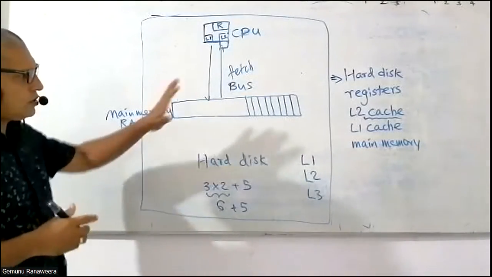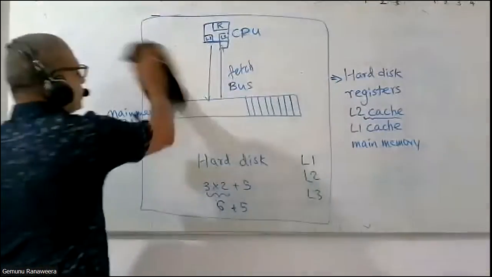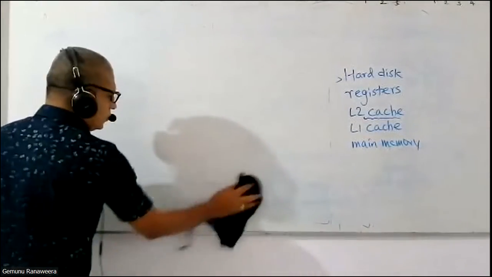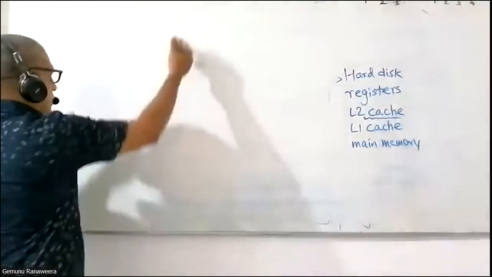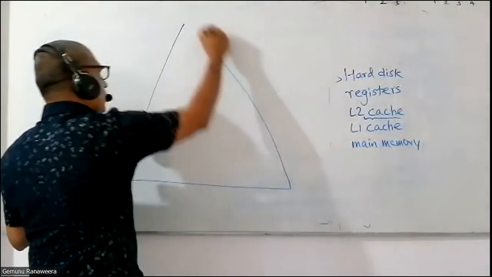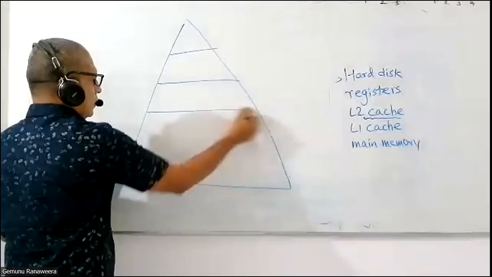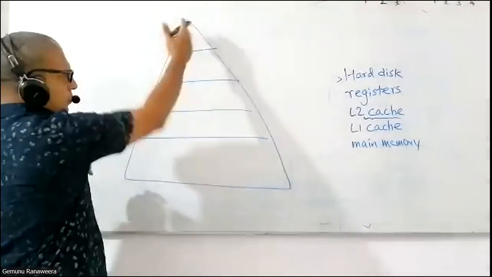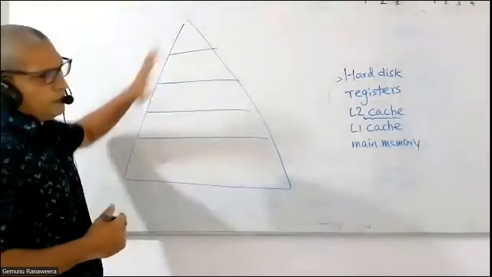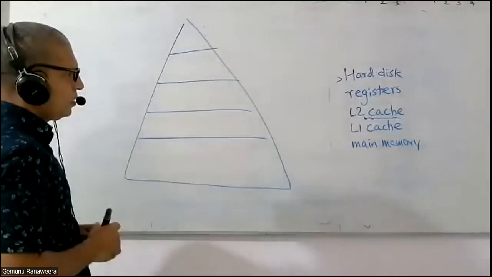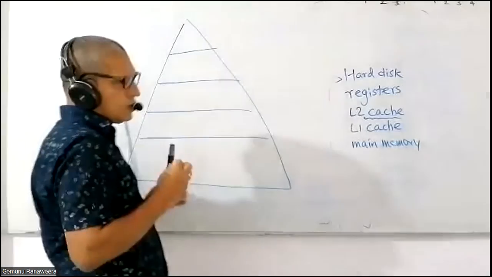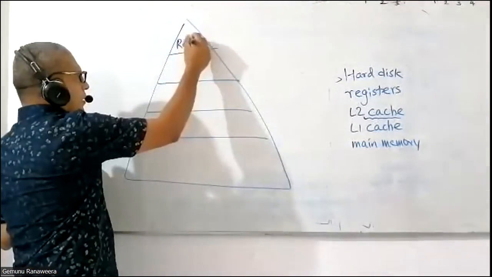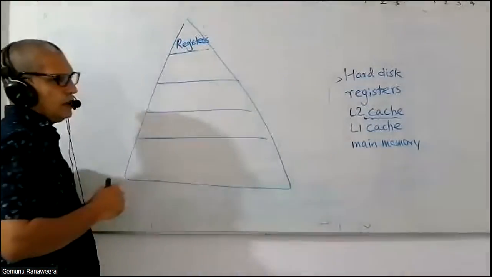So these are the kinds of memories. You can just draw something like this. So these 5 types of memories can be divided like this, on the top, 1, 2, 3, 4, 5. Let's say the CPU is very close to the top part of this sketch. Then what is the closest memory to the CPU? That is the registers. Registers are known as the closest memory to the CPU.